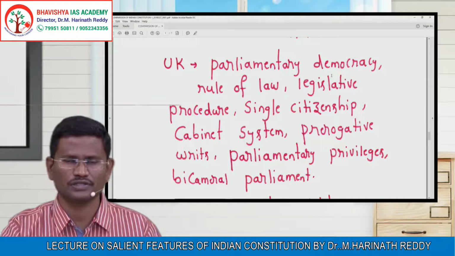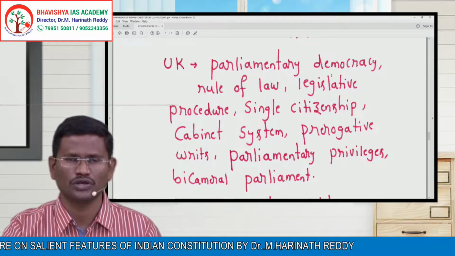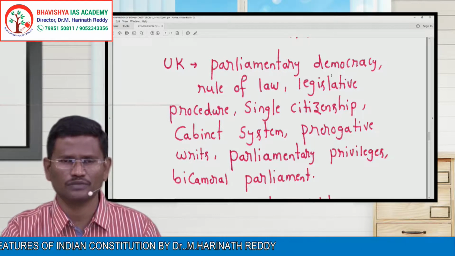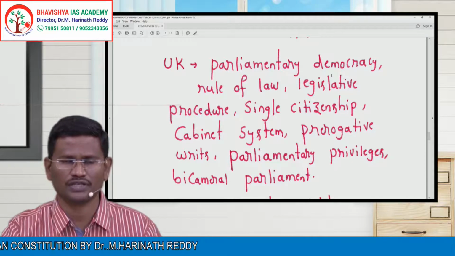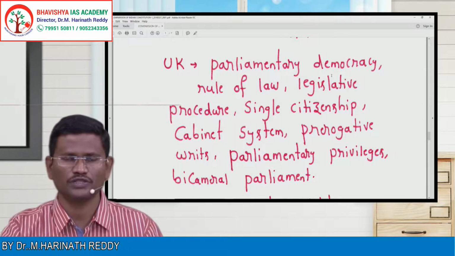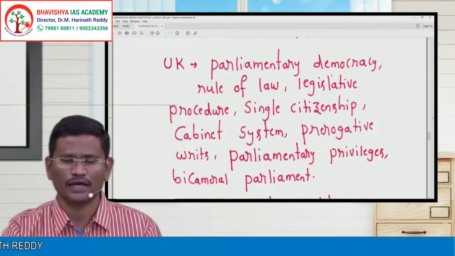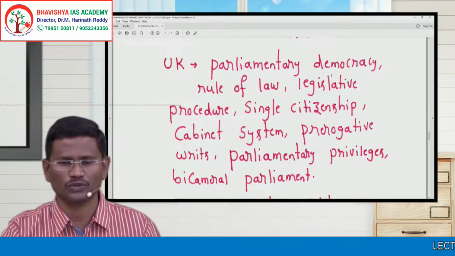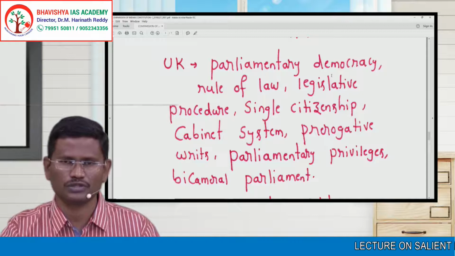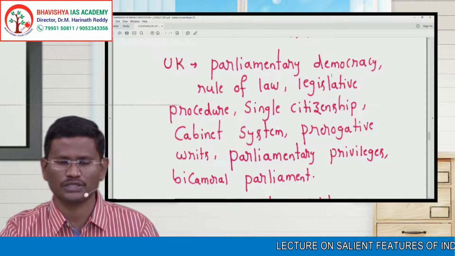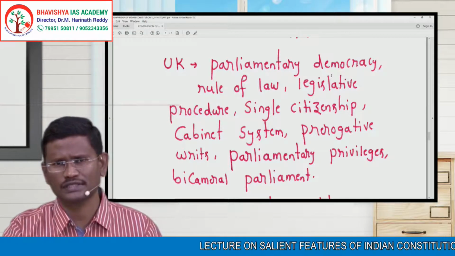And this procedure which is there in India is borrowed from Britain. So the legislative procedure which is being followed in India in the parliament as well as in the state legislatures is borrowed from Britain. So along with parliamentary democracy and rule of law, even legislative procedure is borrowed from Britain.